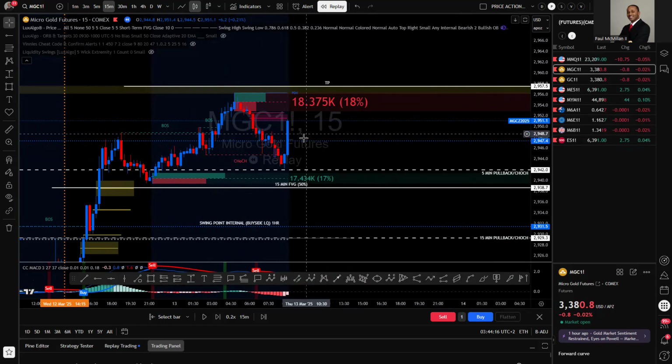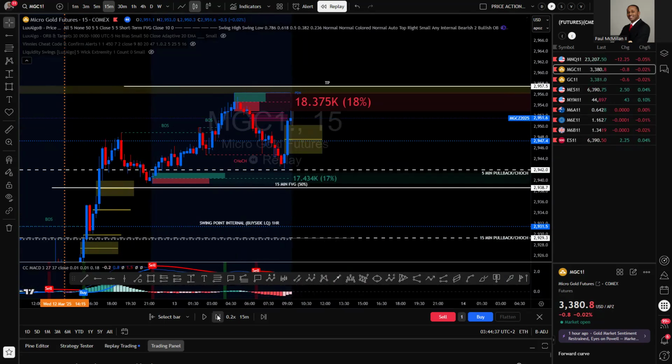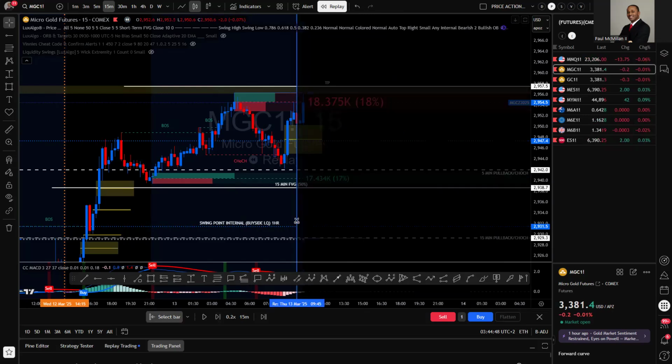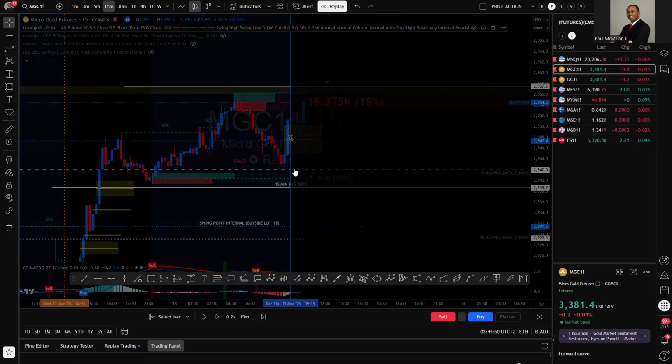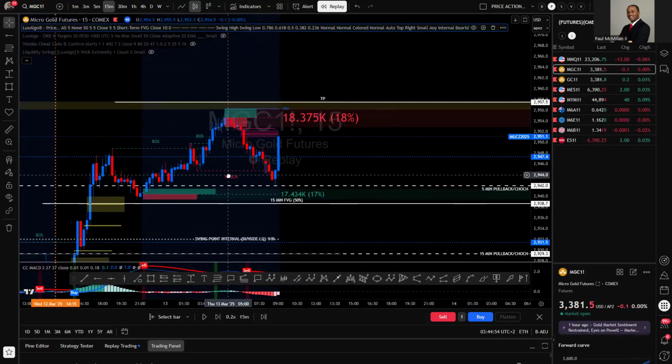This is a healthy pullback here. So now we would like to see if price is going to invalidate this fair value gap and go further up, or is it going to validate this fair value gap and shoot down? So that's what we're going to figure out. Now we have strength, right? Yep. So let's go back and kind of trade it.